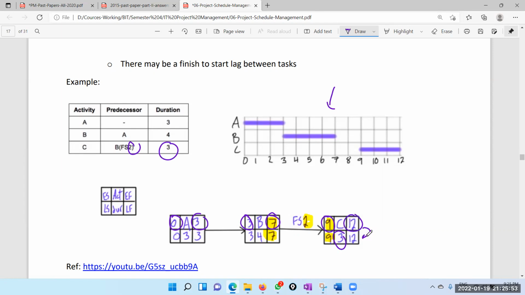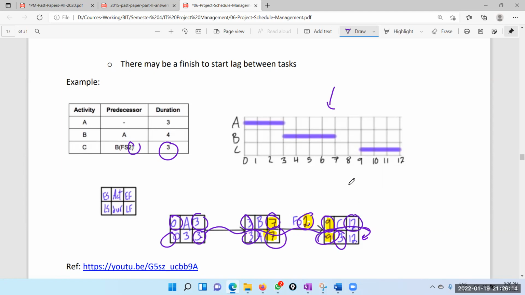And now we have to transfer that here, 12, 12 minus 3, 9. Now 9 minus 2, 7, because there's a lag time. Then 7 minus 4 is 3. That 3 you can take because there's no lag time here. And 3 minus 3 is 0. And of course, this is the only path, therefore it is going to be the critical path.